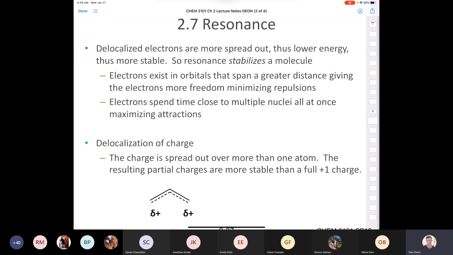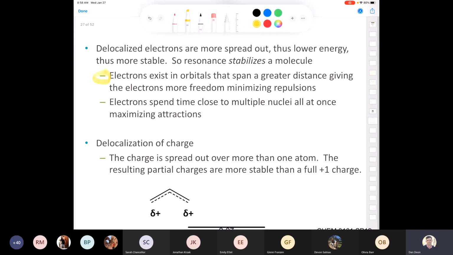No, it's a hybrid of the 2. Anyhow, delocalized electrons are more spread out. What happens when the electrons spread out? It stabilizes the molecule. Electrons exist in orbitals that expand a greater distance, which gives the electrons freedom to move, minimizes repulsions, and electrons spend time close to multiple nuclei all at once, and therefore it maximizes their attractions.